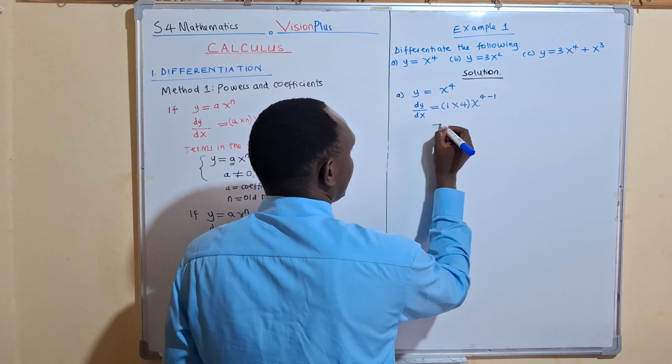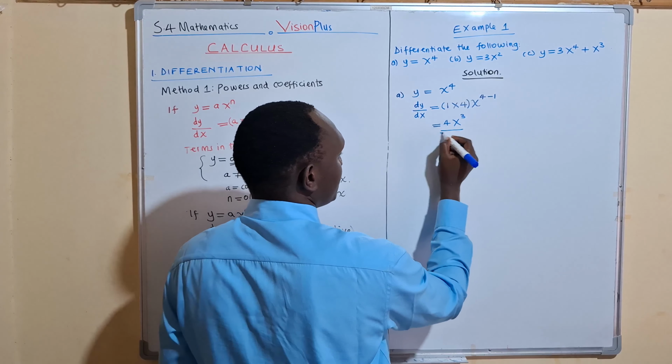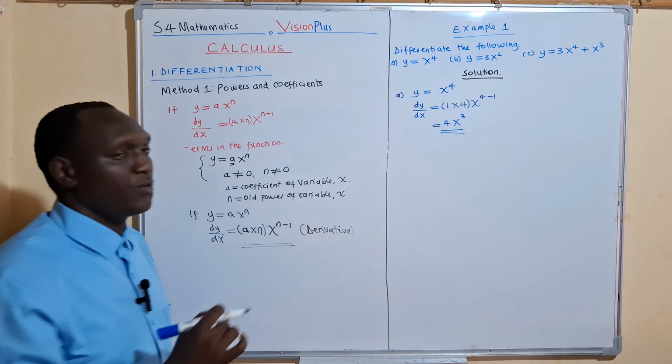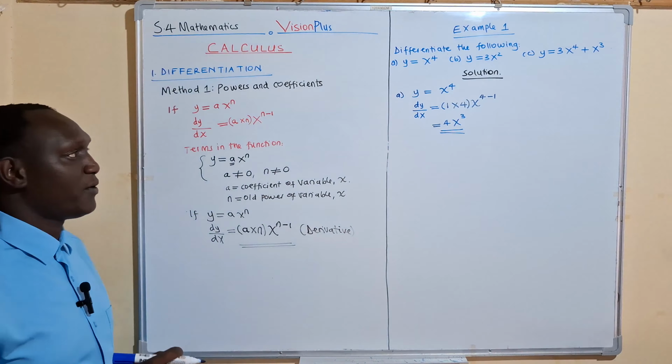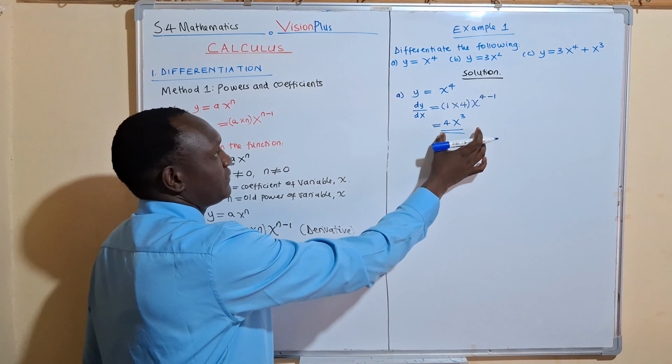And then we simplify. What is 1 times 4? It is 4. x. What is 4 minus 1? It is 3. So this is the derivative of the function y equals x power 4. This is the answer. We have differentiated the function y with respect to its variable x. Now, that is the answer for part A.